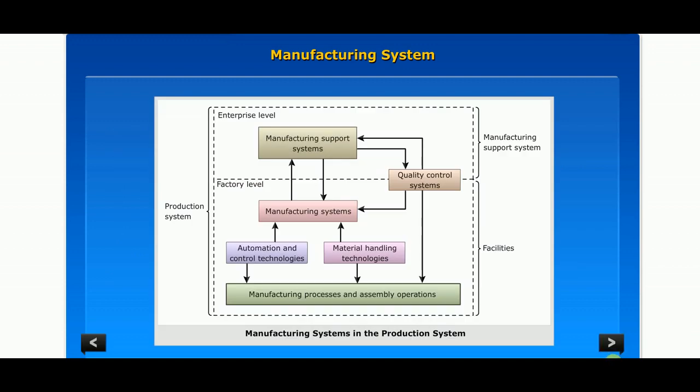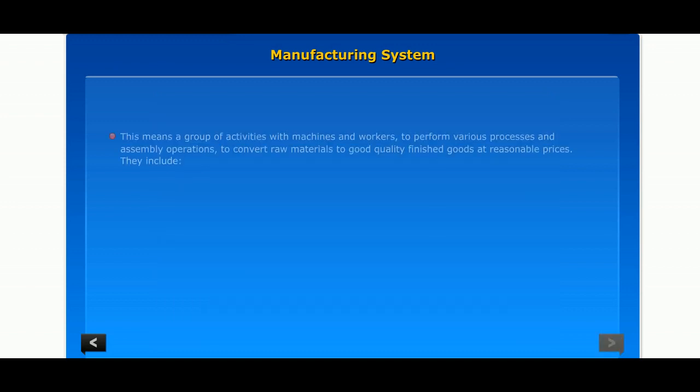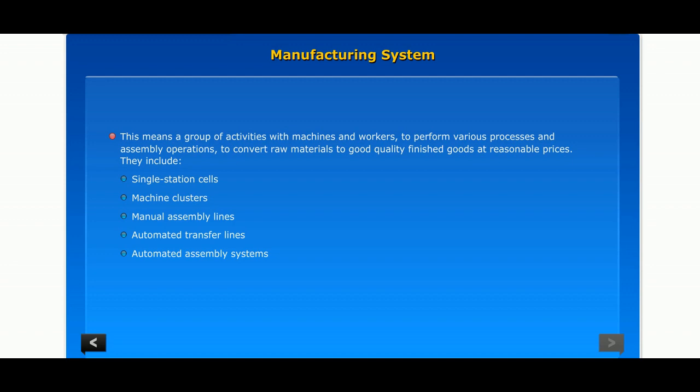Image of manufacturing systems in the production system is shown on screen. This means a group of activities with machines and workers to perform various processes and assembly operations to convert raw materials to good quality finished goods at reasonable prices. They include single station cells, machine clusters, manual assembly lines, automated transfer lines, automated assembly systems, machine cells, cellular manufacturing, flexible manufacturing systems.